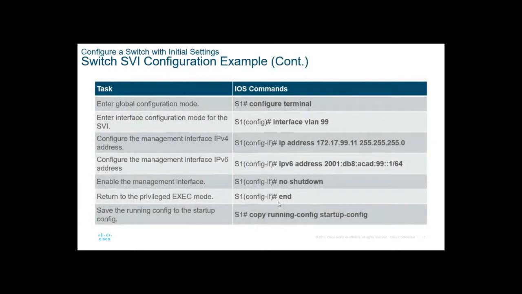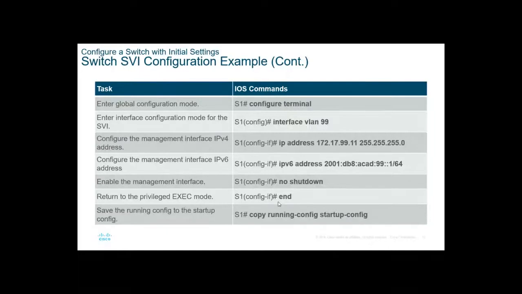So here are some examples of commands. The global configuration mode, we go to the switch prompt. This switch has already been named S1. We're at the privileged exec mode. It's got the # prompt. We type the command configure terminal, config t, and we go into the configuration mode. The prompt changes to config, and we can do things like, for example, go into the interface VLAN 99.